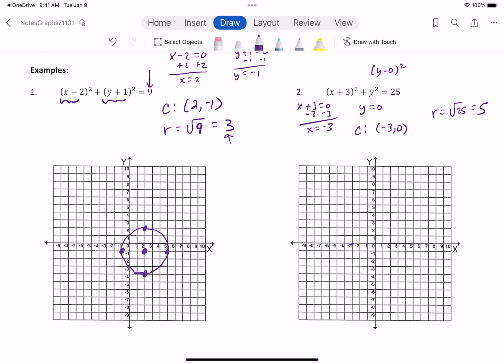So I'm going to graph the center. And then we're going to count 5 to the right from the center. 1, 2, 3, 4, 5. 5 up from the center. 2, 3, 4, 5. 5 to the left. 1, 2, 3, 4, 5. And 5 down. 1, 2, 3, 4, 5. And then we're just going to connect those points. And that's my circle.